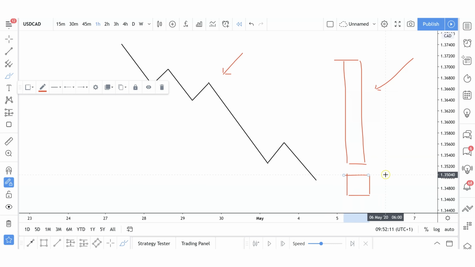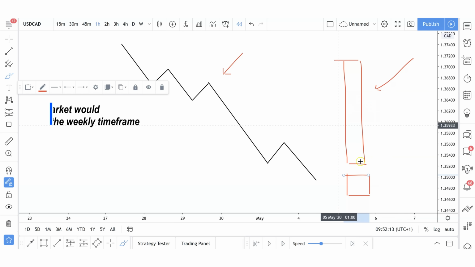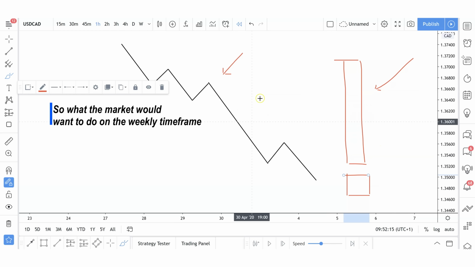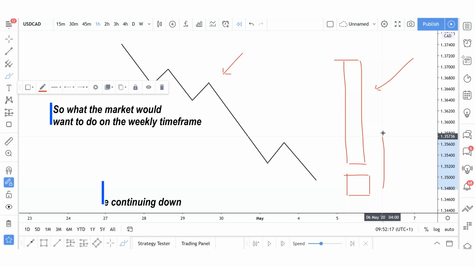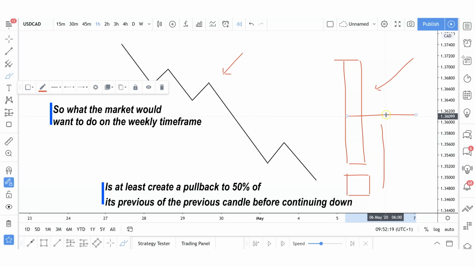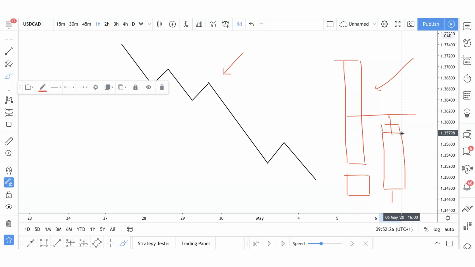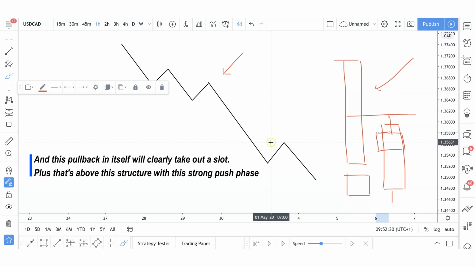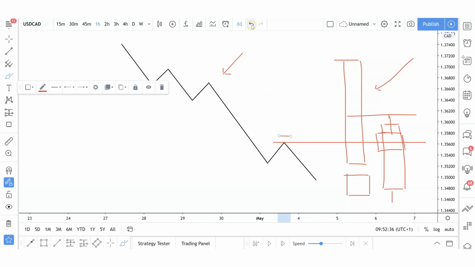Now, the likelihood of this candle continuing to push to the downside if it's met its range is very unlikely. So what the market would want to do on the weekly time frame, if we're trading the 4H, is at least create a pullback to 50% of the previous candle before continuing down, just to create a wick or just to create a pullback. And this pullback in itself will clearly take out a stop loss that's above this structure with this strong push phase. So how do we trade it?